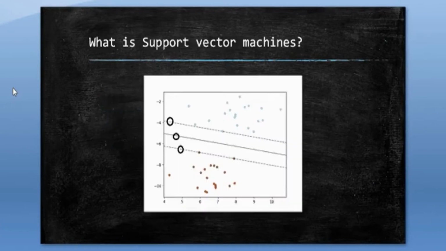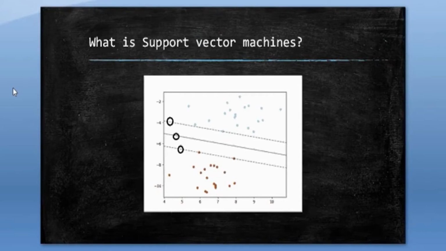So what are support vector machines? Support vector machines, SVM, are one of the most important classifiers in machine learning. It comes from supervised learning and has applications in both classification and regression.